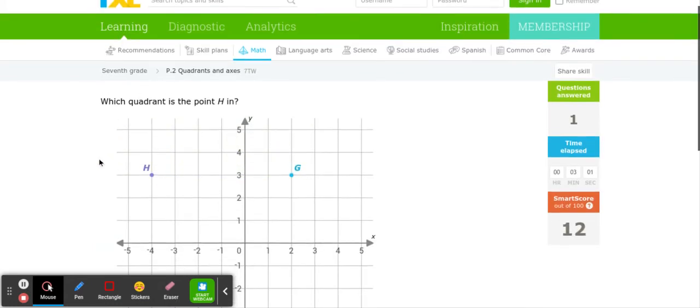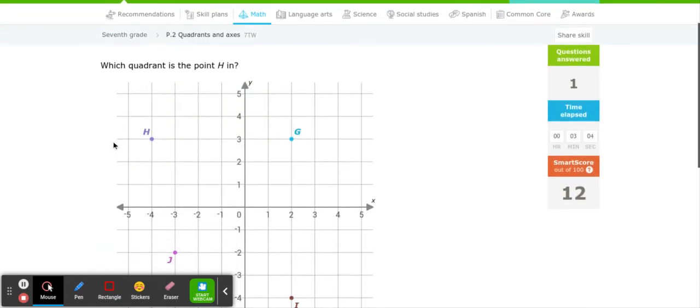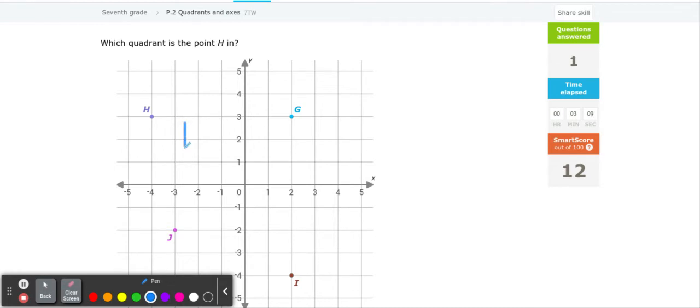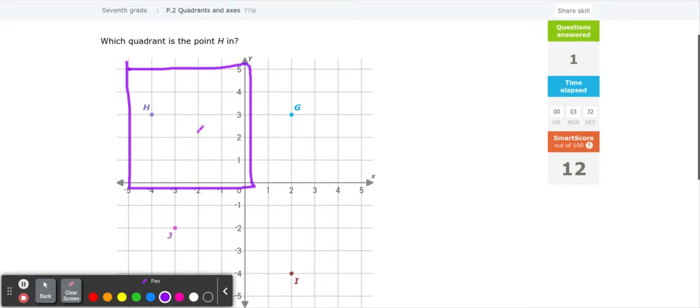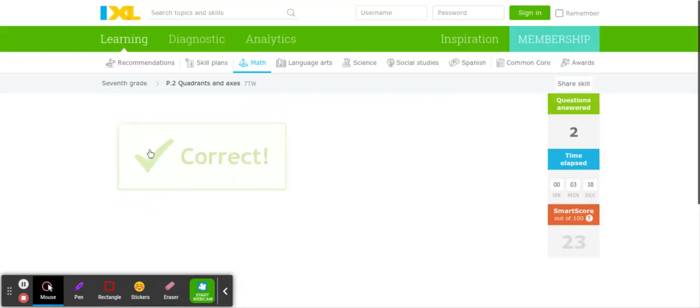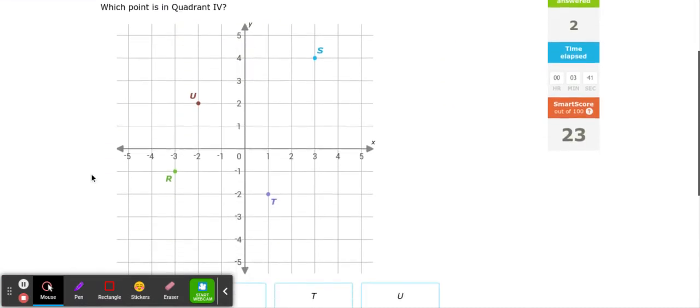Let's try another one. Which quadrant is the point H in? So again, remember the E, which goes like this, or you can remember the coordinates. This side would be the second one. So that particular point would be in the second quadrant, because this one right here, this box, is quadrant 2. So let's pick our answer, quadrant 2. And that was correct.